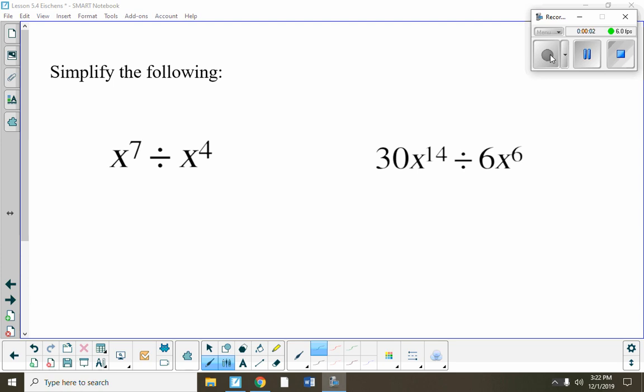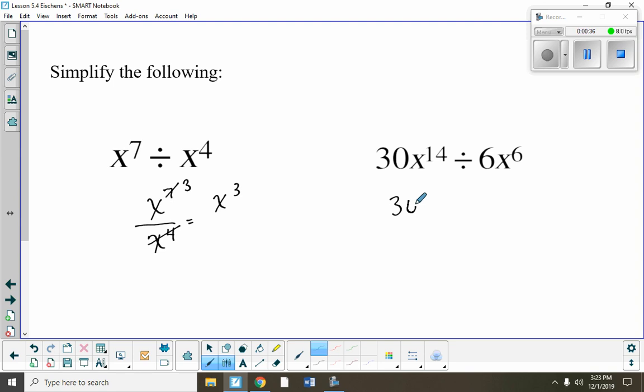In this lesson, we're going to be dividing polynomials, but before we do that, I want to review how we divide when we have exponents. So x to the 7th divided by x to the 4th is the same as x to the 7th over x to the 4th. And remember, this means that we have 7 x's in the numerator and 4 x's in the denominator. If you cancel the 4 in the denominator with 4 in the numerator, you would have 3 left, which would be x to the 3rd. So really what you're doing is you're taking 7 minus 4, and that gives you 3.